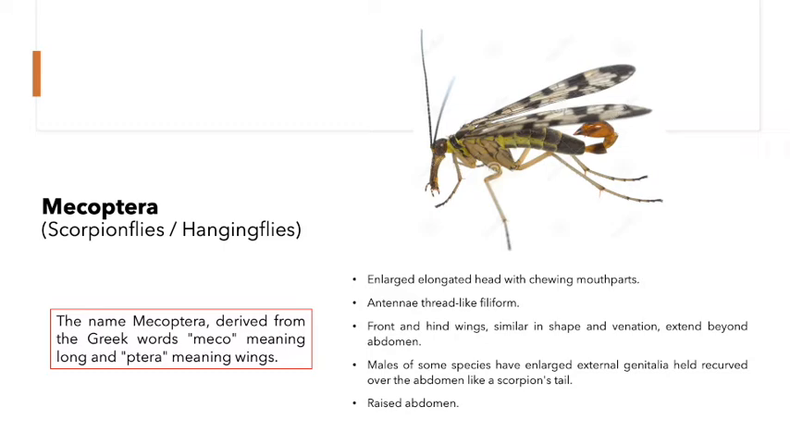patches of color. The common name of this order, scorpionfly, refers to the distinctive appearance of male genitalia in members of the family Panorpidae. The terminal segments are enlarged and held recurved over the abdomen like the tail of a scorpion. Despite its appearance, the scorpionfly tail is quite harmless.